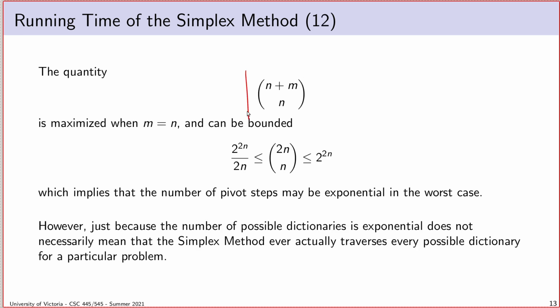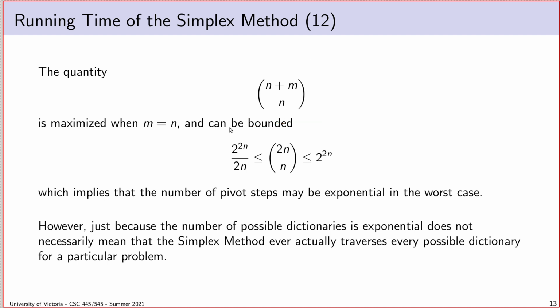So we have this quantity. This is the number of possible dictionaries. So in the absolute worst case, this is the maximum number of pivot steps that the simplex algorithm can take with a deterministic pivot selection rule, and such that it does not cycle. So what can we do with this quantity to try and make it more tangible?